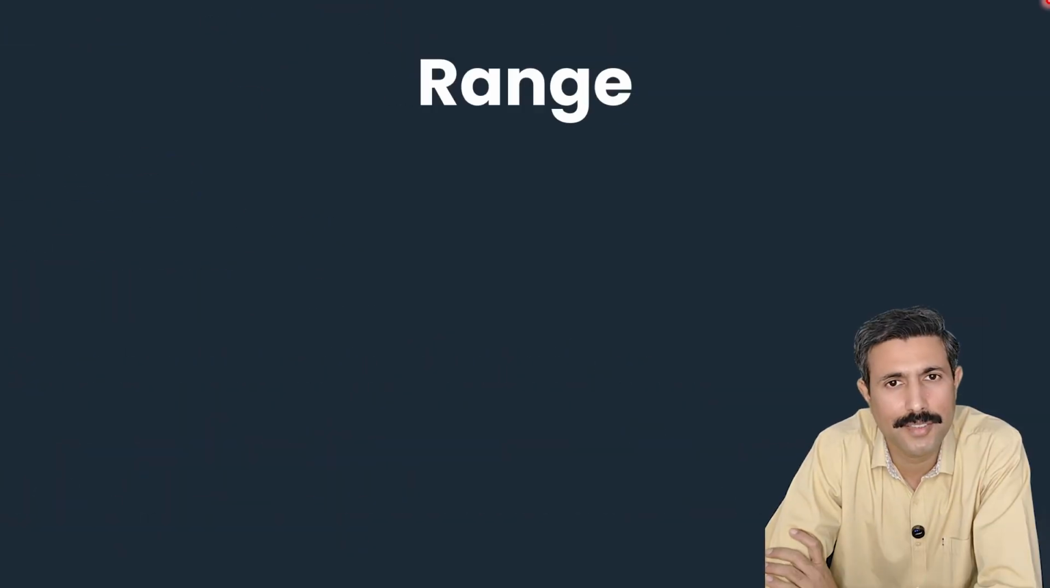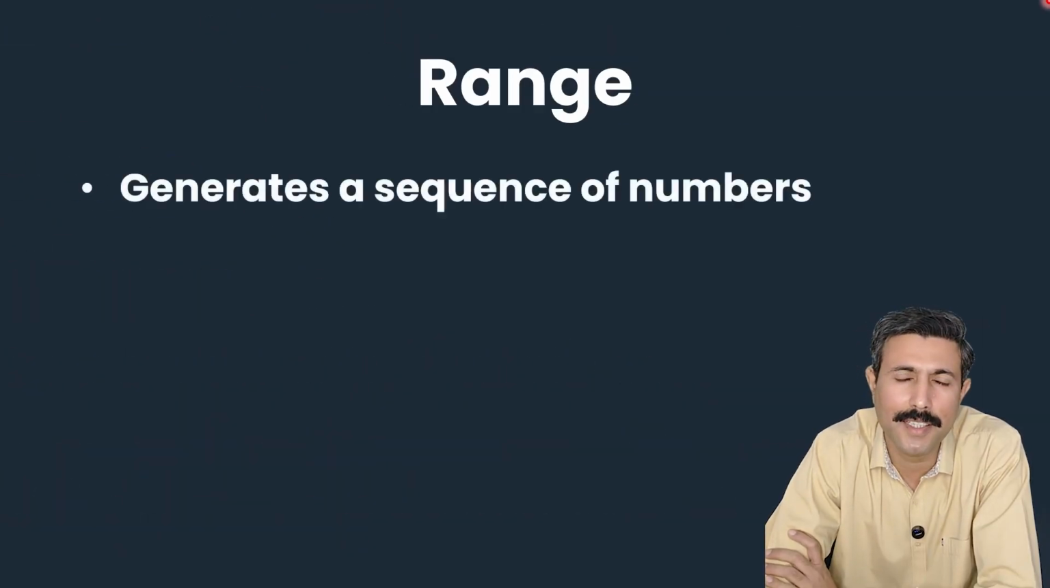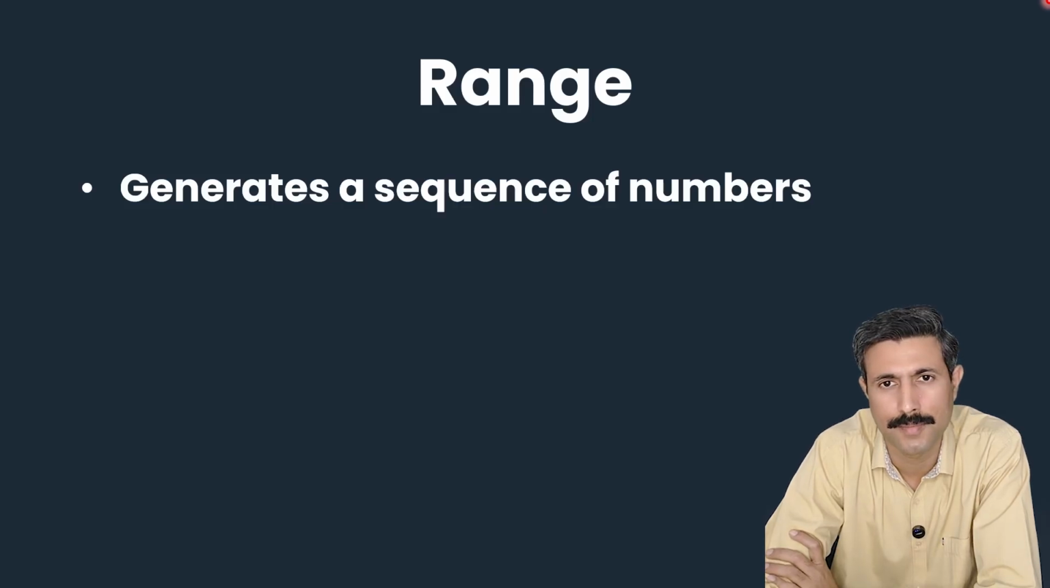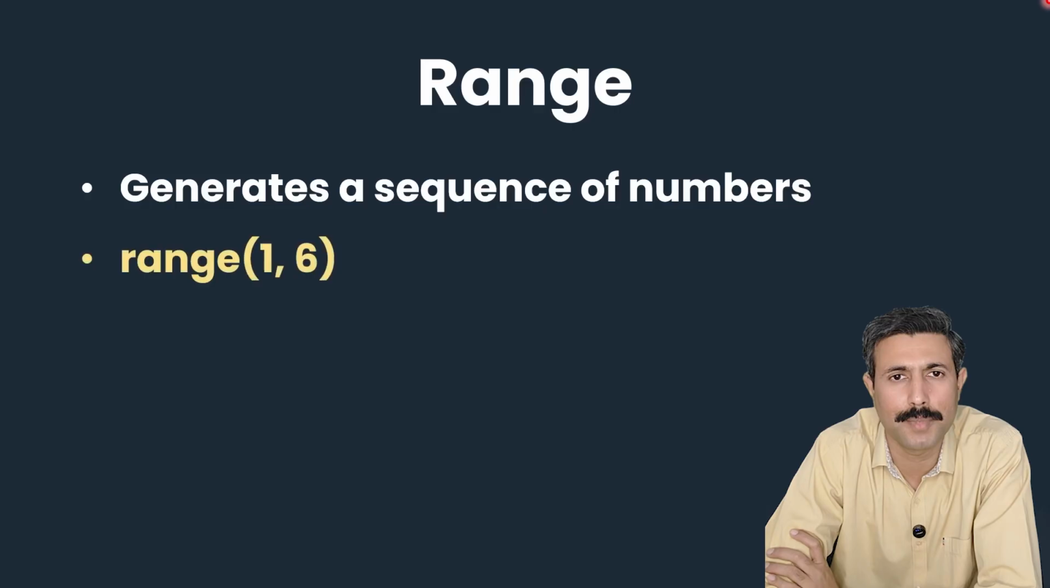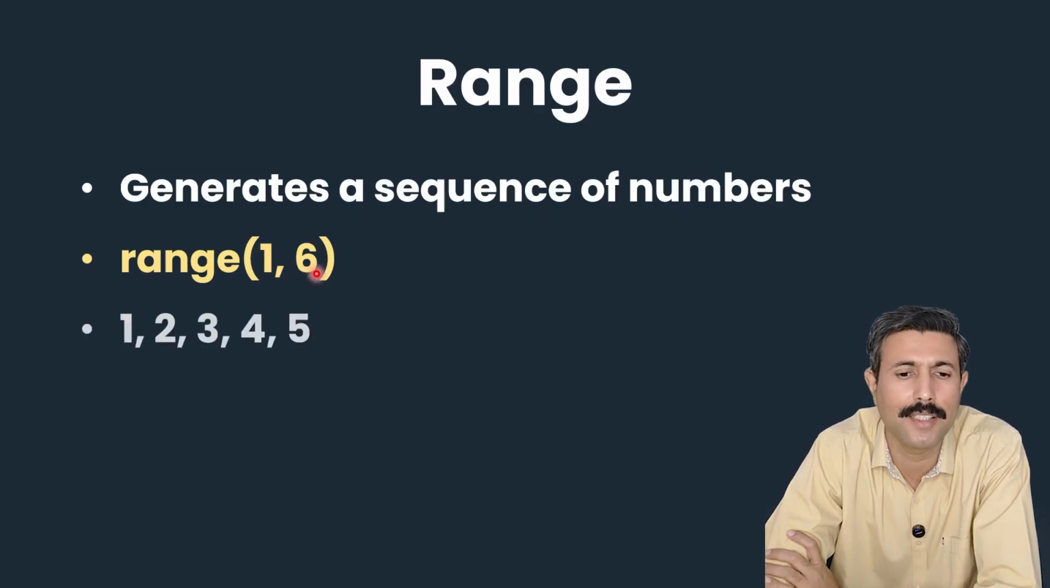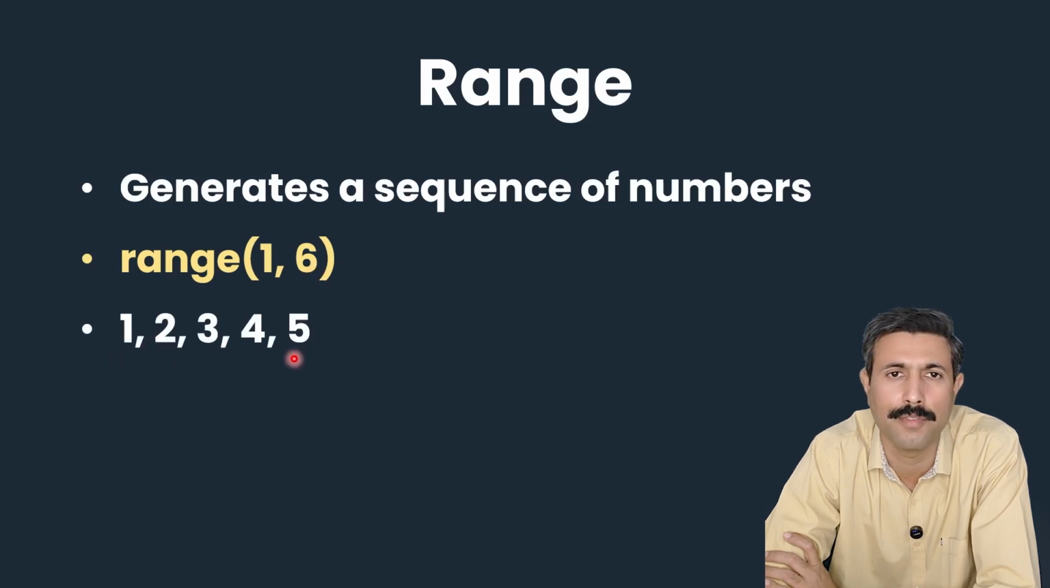The next is range. The range data type generates a sequence of numbers. It's commonly used in loops. Let me give you an example. If you want to write range, then you're supposed to write range in brackets 1 comma 6. Now if you write range like this, it gives the output like this: 1 2 3 4 and 5.